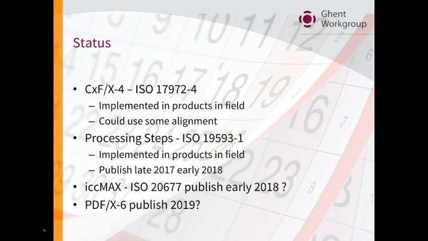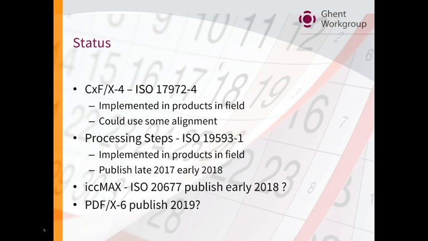Processing steps, which is going beyond content, which we talked about before. That's something that the Ghent Workgroup actually published a number of years ago. I think we published it in either late 2016 or early 2017. We gave it to the ISO, and they are standardizing it, and it's in the final stages of approval, and hopefully that'll be published soon. Even though it hasn't been published, processing steps is very much a part of a number of the pieces of software that exist in the market today.